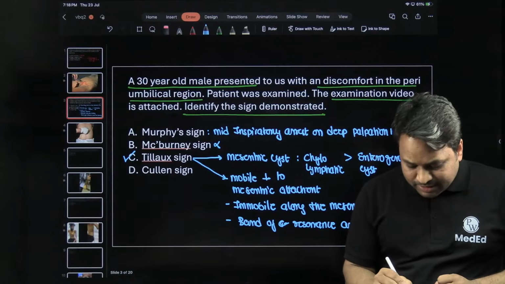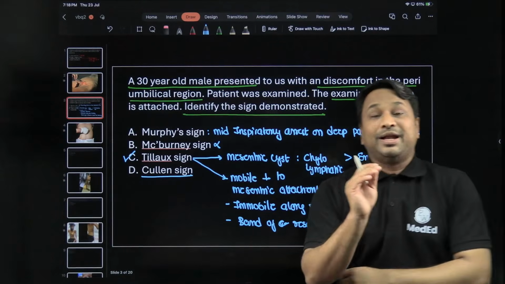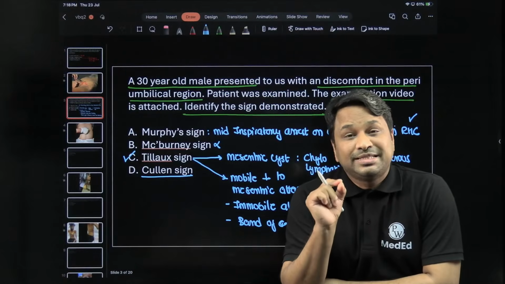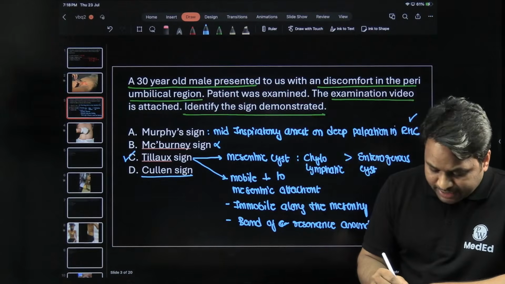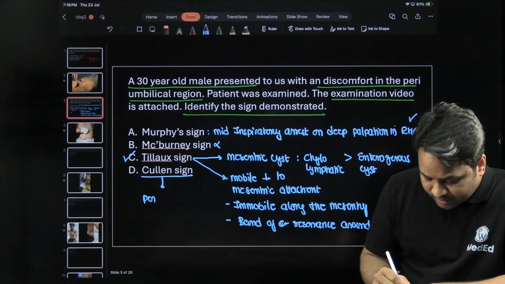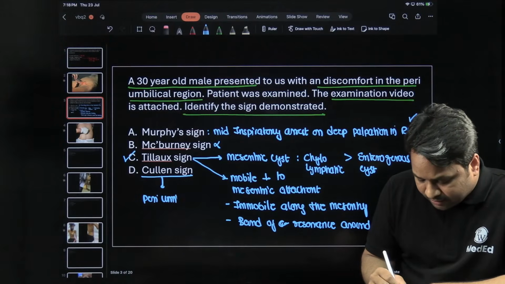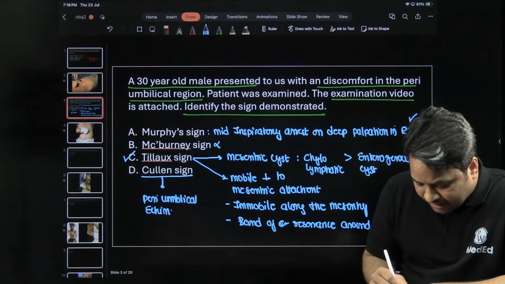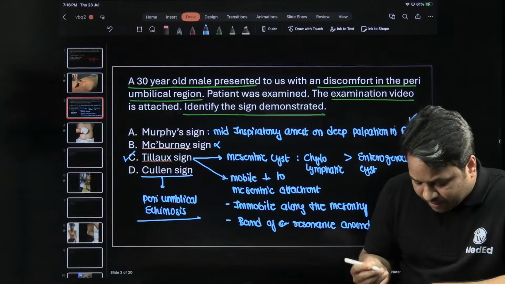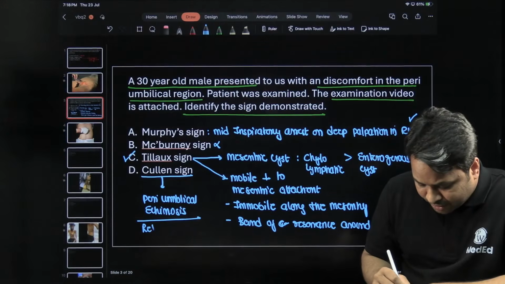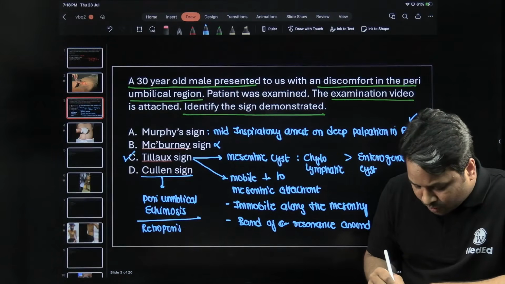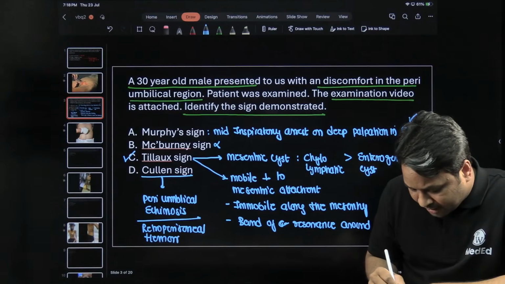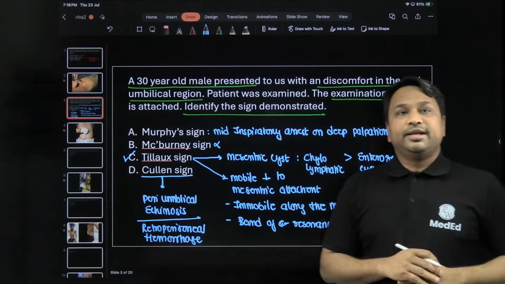Cullen sign, as you see, somebody is saying it is pancreatitis, but it is hemorrhagic pancreatitis. Cullen sign positive will be seen in retroperitoneal hemorrhage. It's a periumbilical ecchymosis. This periumbilical ecchymosis is seen in retroperitoneal hemorrhage.